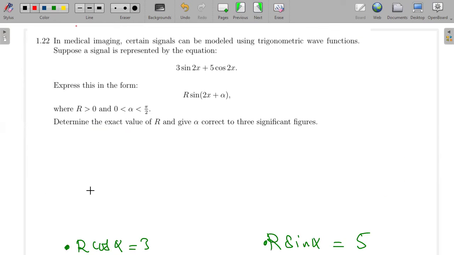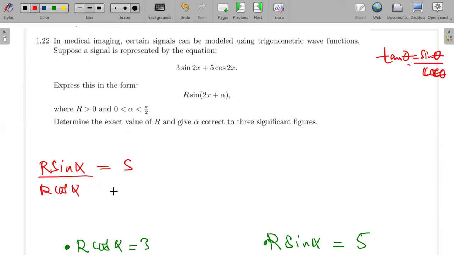So the angle, we're just going to use the tan identity. We know that tan of an angle theta is just equal to sine theta over cos theta. So I'm going to take advantage of this. I'm going to divide r sine alpha equals 5 by r cos alpha equals 3. So we see that the r and the r go. This sine alpha over cos alpha will make a tan alpha, and this is equal to 5 over 3. So we can use this now to find the angle.